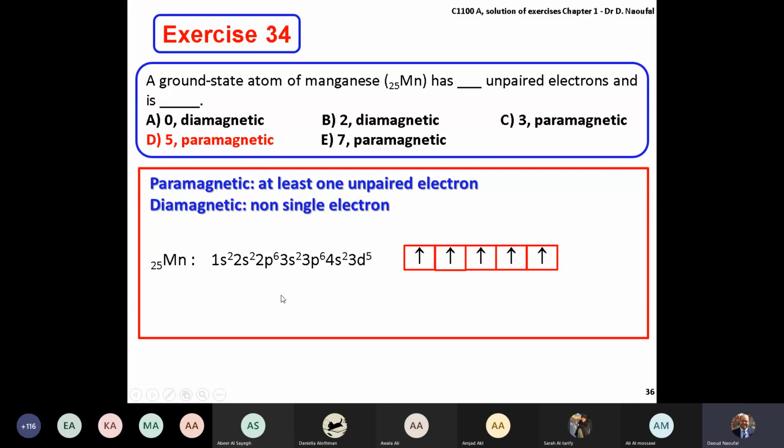So the number of unpaired electrons, we have 5 unpaired. We need at least 1. So this is a paramagnetic atom. And the answer is D: 5 unpaired, and the atom is paramagnetic.